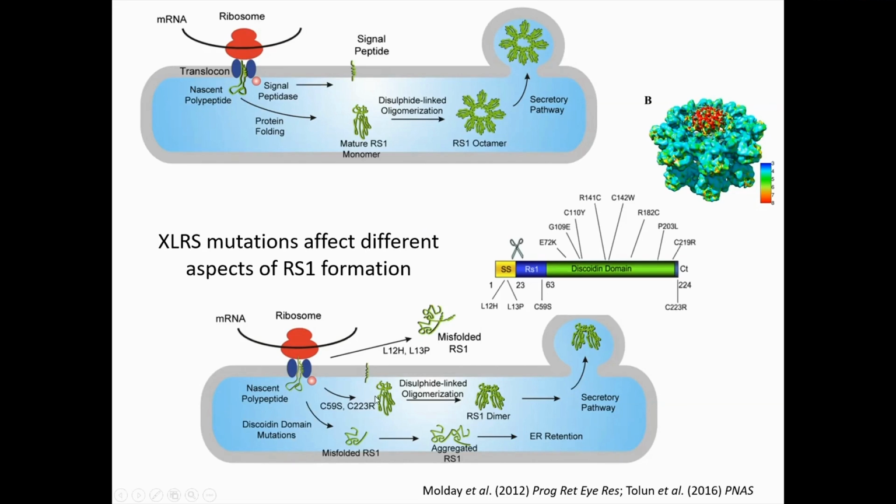Now, shown on the bottom, disease-causing mutations occur throughout the RS1 gene from the first exon to the second exon and through to the entire gene. And these impact the initial folding process. They, in fact, impact the formation of the octamer and various other steps along the way.